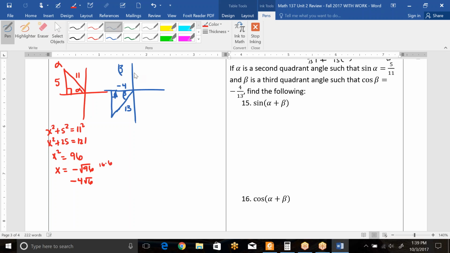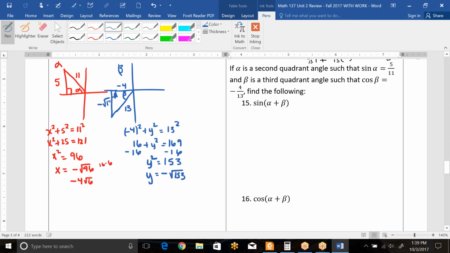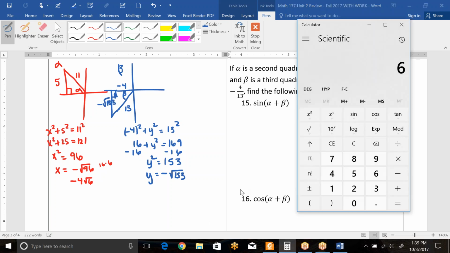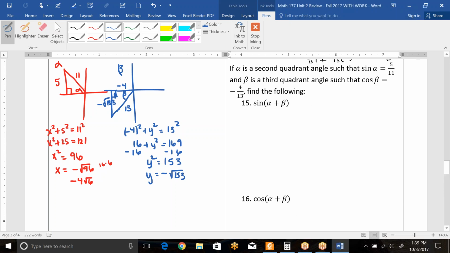Okay, and then let's do the other one. This would be -4 squared plus y squared equals 13 squared. So that's 16 plus y squared equals 169. Subtract the 16. That's going to be 153. And that's the square root of that. And it's also going to be negative because we're in quad 3 and the y's are negative here. Now I need to double check to see if 153 has any perfect squares. Yeah, I believe it does have perfect squares, so we're going to have to rewrite that. That's not the correct side length.